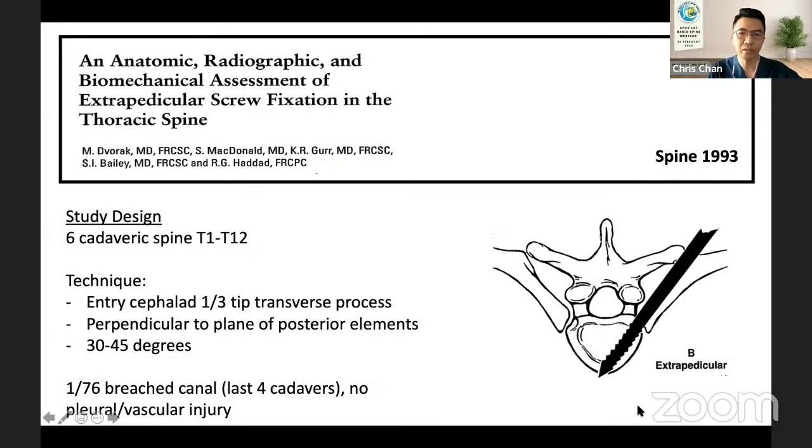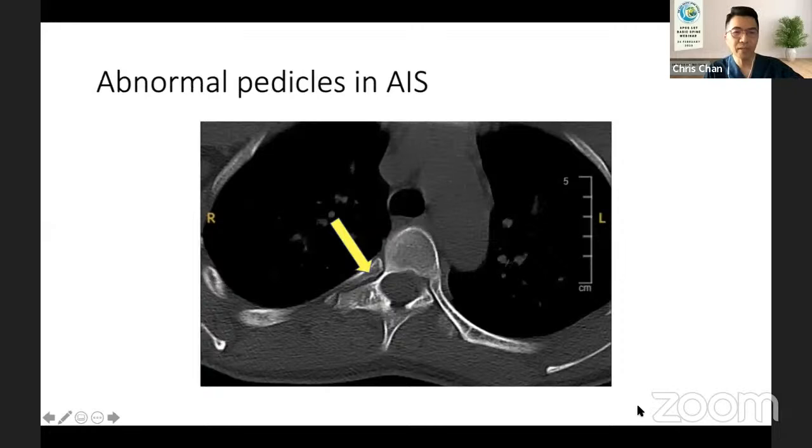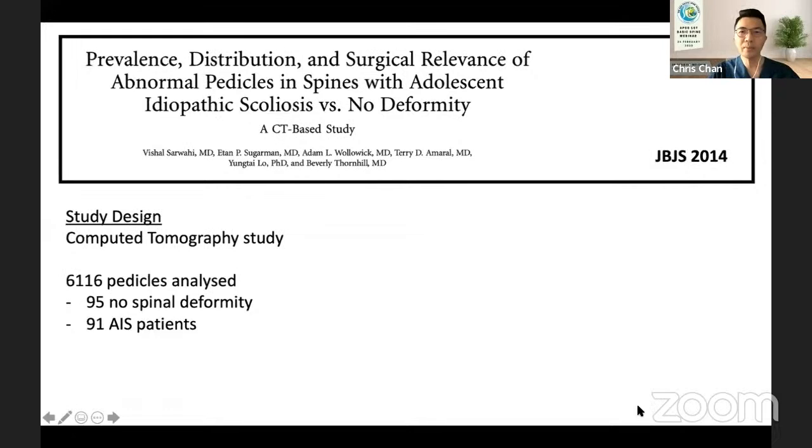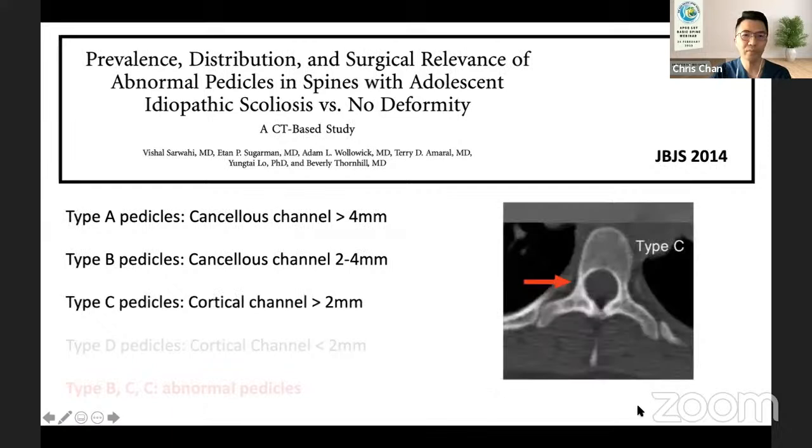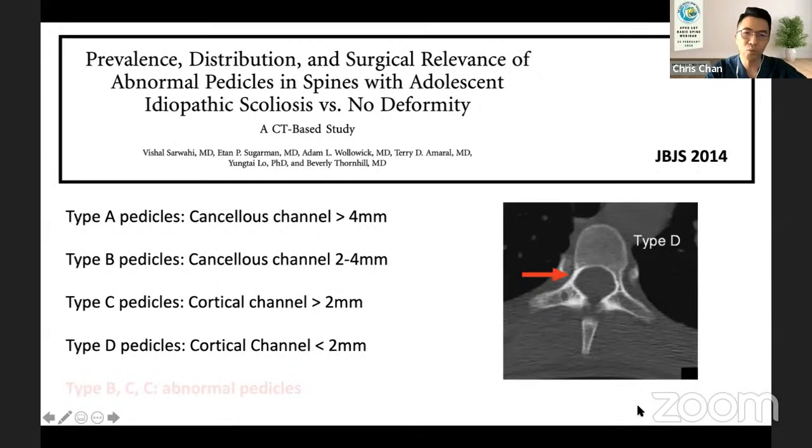Why do we need EP thoracic screws? It's because we often encounter abnormal pedicles in adolescent idiopathic scoliosis. In this study by Dr. Vishal Sarwahi in 2014, more than 6,000 screws were analyzed, and he described type A as those with cancellous channel more than 4 mm, type B cancellous channel 2 to 4 mm, type C cortical channel more than 2 mm, type D cortical channel less than 2 mm. Types B, C, and D are considered abnormal pedicles.